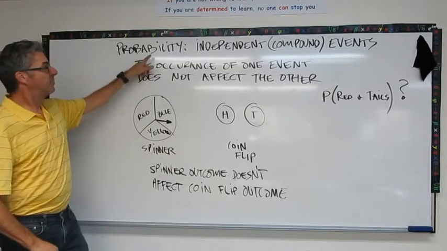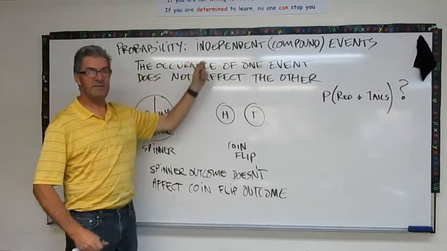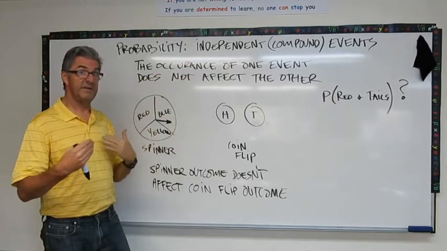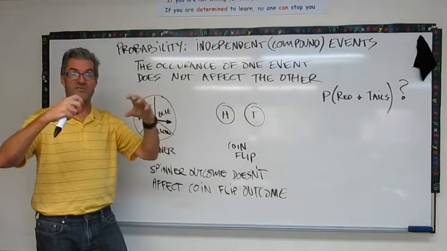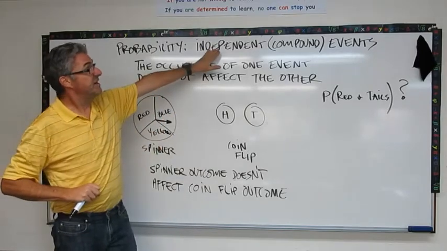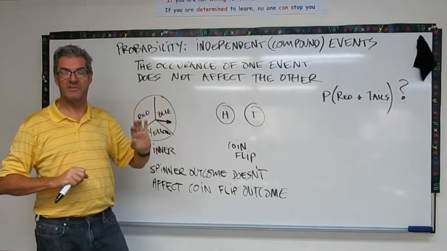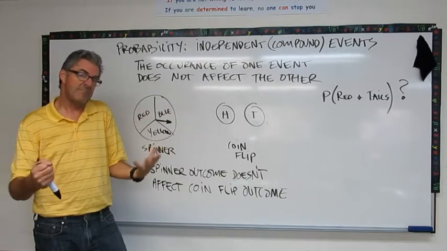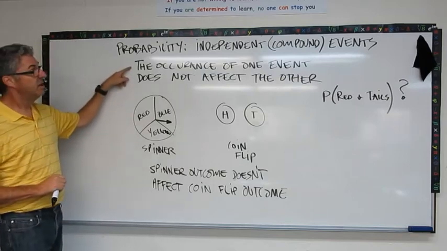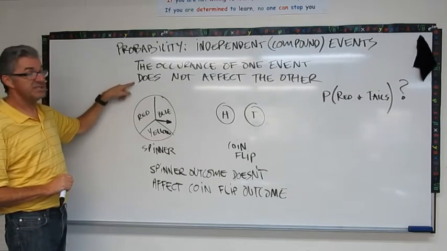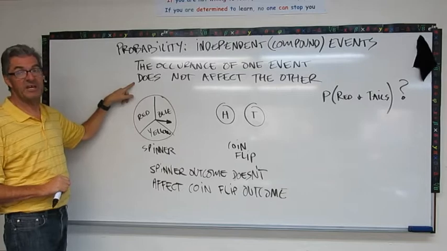Today's topic, probability with independent compound events. A compound event is an event that's comprised of two things. These are independent compound events. You could have a three-thing compound event as well, but we're going to stick with two right now. This is the occurrence of one event that does not affect the occurrence of a second event.